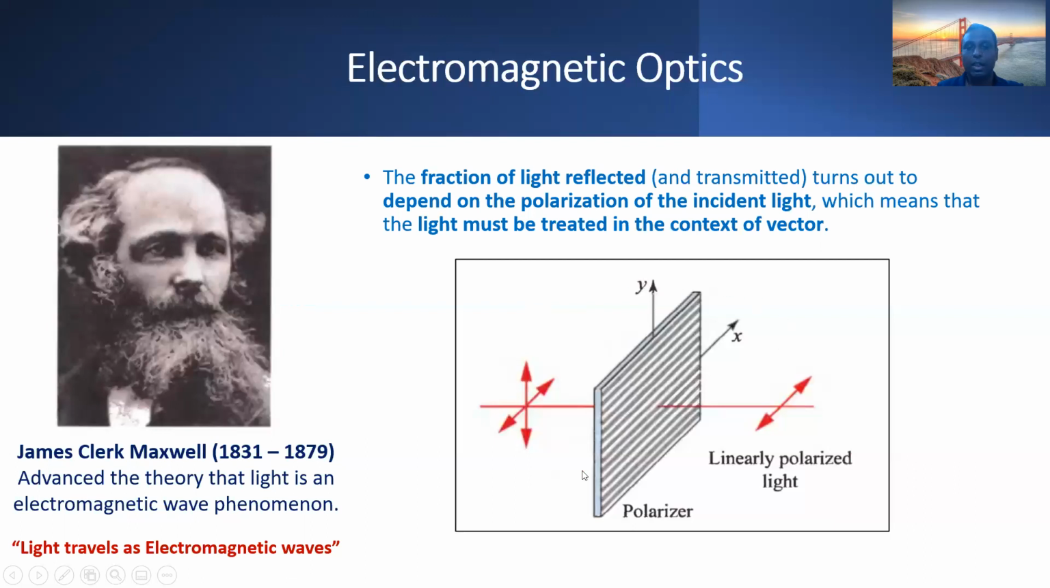Looking at this figure here, the incident light now follows the polarized direction in the context of vectors. So there is a polarizer. The polarizer will allow the light to travel in either the x direction or the y direction, following the polarizer direction or polarizer label.